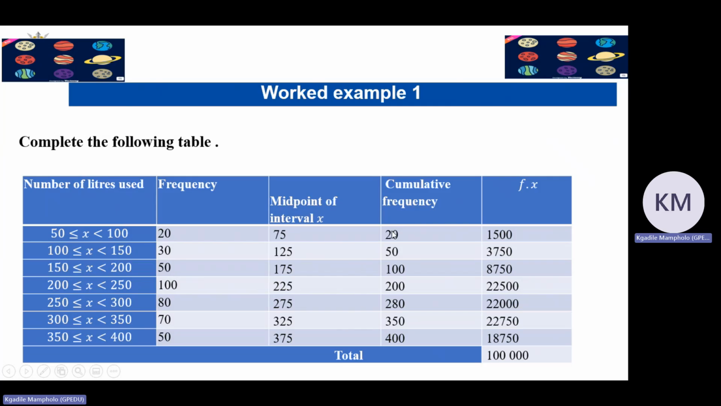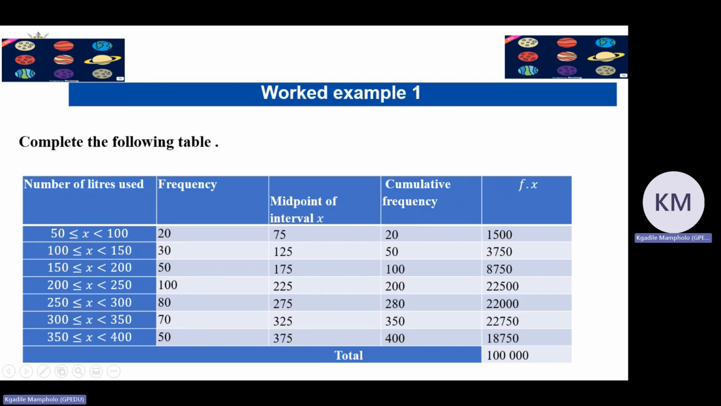We know that the cumulative frequency, you calculate from the frequency. 20, here's 20. 20 plus 30 is 50. 50 plus 50 is 100. 100 plus 100 is 200. 200 plus 80 is 280. 280 plus 70 is 350. 350 plus 50 is 400. It means we talk about 400 users of this water.